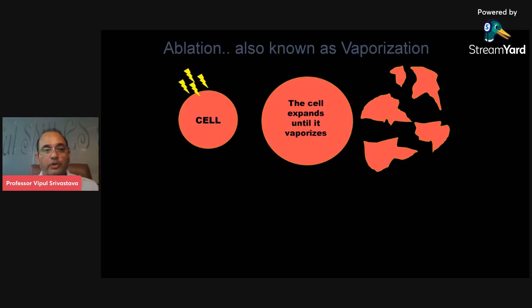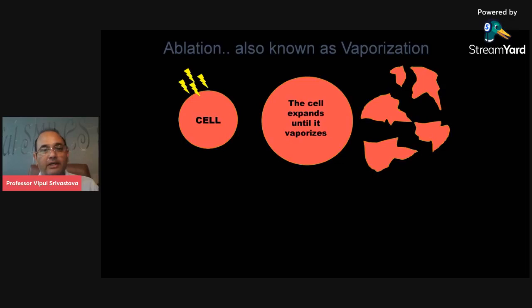Light is coming here. It is getting absorbed. And you see here, once the water is changing into steam, it is getting expanded till it explodes. That is how we are getting the surgery done or ablation done. So this is something about laser light, what is happening, right? So this is how the cuts will appear like.